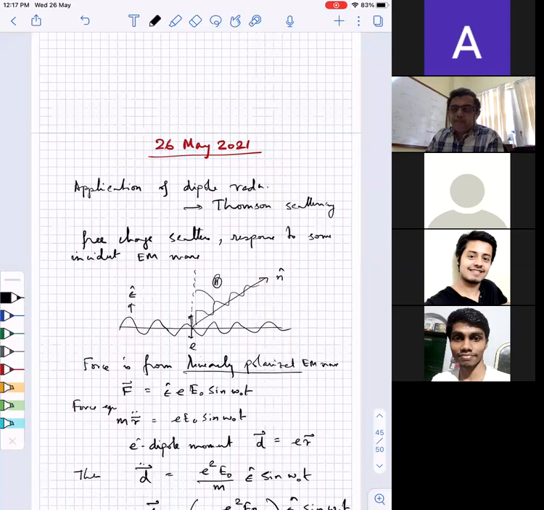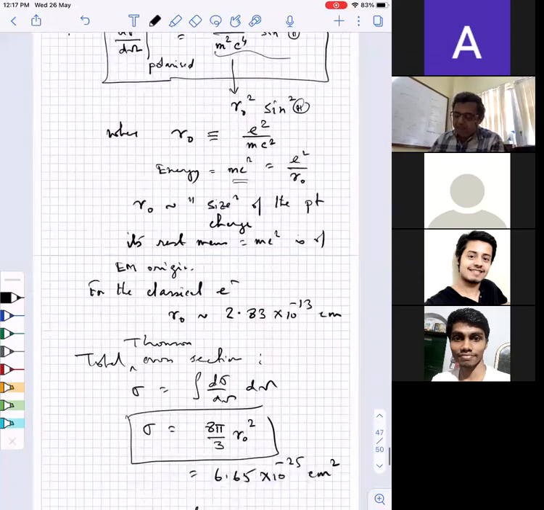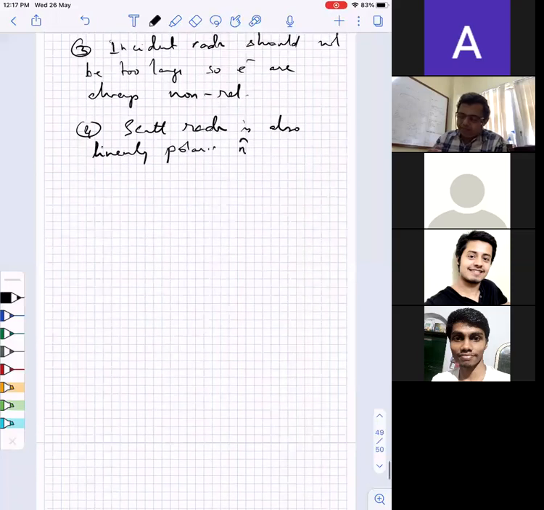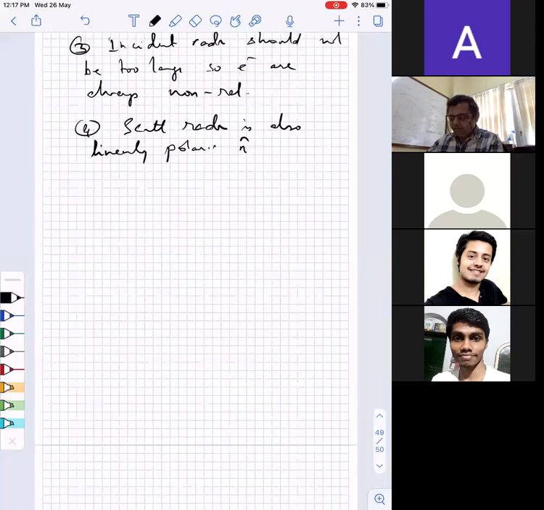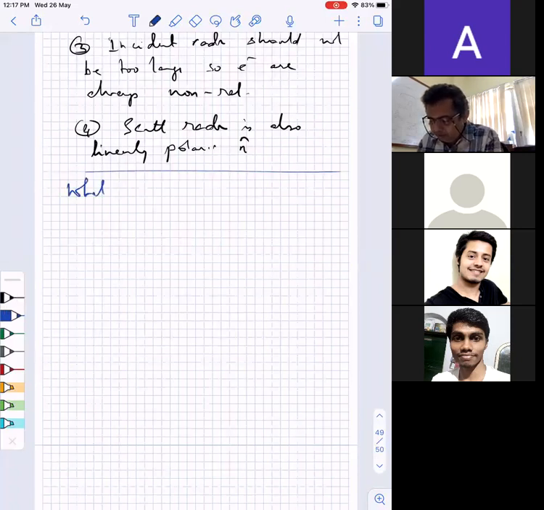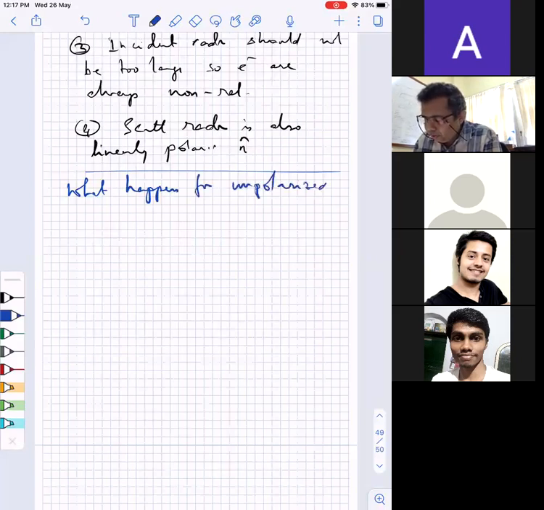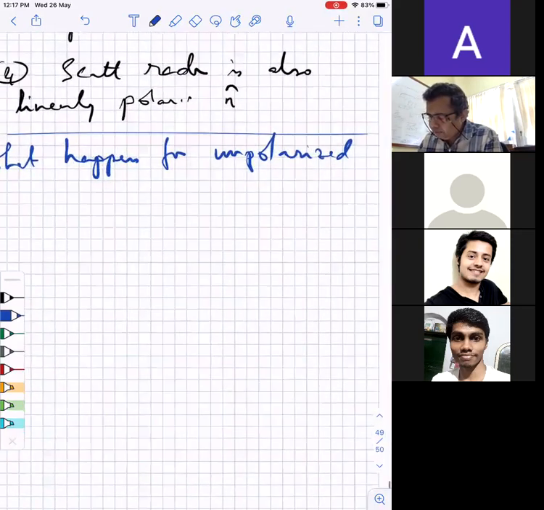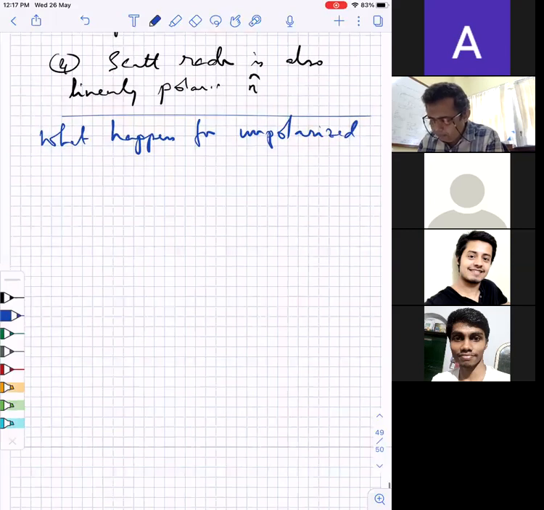What happens if the incident radiation is not linearly polarized? What happens if I have an unpolarized incident radiation? That's also an interesting extension that one should look at. So let us look at what happens for unpolarized incident radiation.